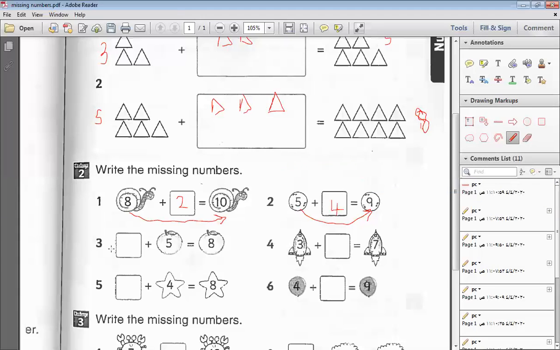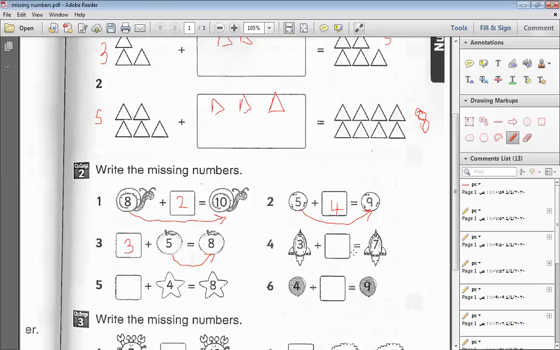Here, is this a missing number or no? Yes, a missing number because he is already giving me the total. So I'm counting now from the smaller to the bigger number. After the 5, 6, 7, 8. How many fingers did I open? 3. Then here I will put 3.